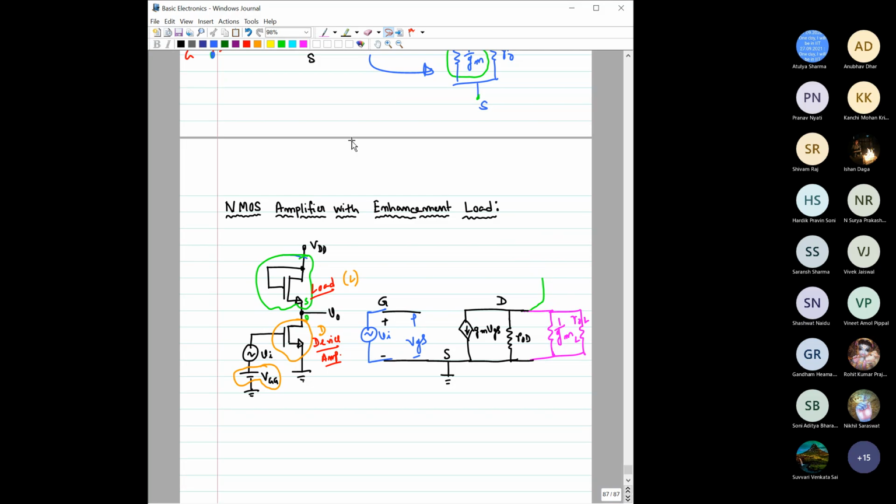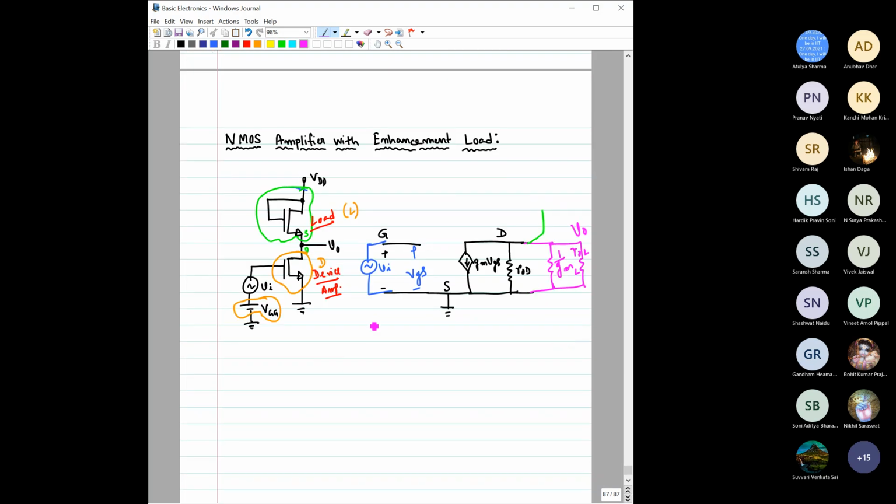Here the output voltage is this one. So what would be the gain for this case? This VGS would be equal to VI. It is quite straightforward. So what is Vout? Vout is equal to minus gm VGS, this is the current, and this current is flowing through all this equivalent resistance, the equivalent of these three parallel resistances. So what will be the parallel combination?